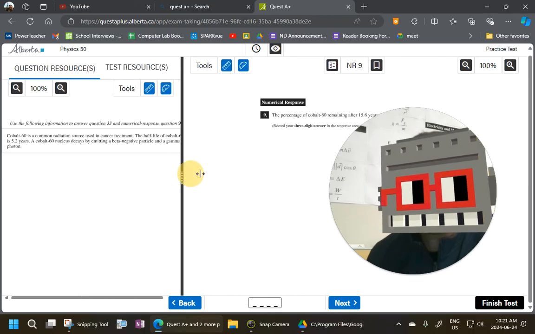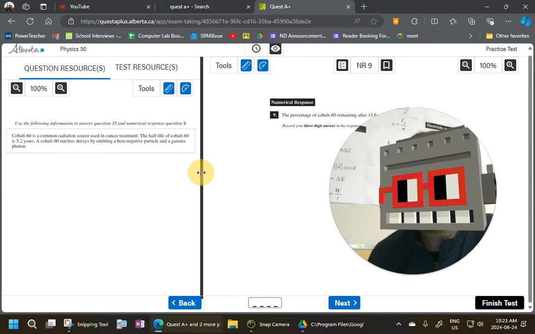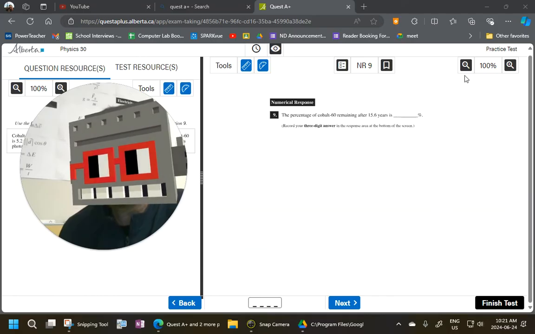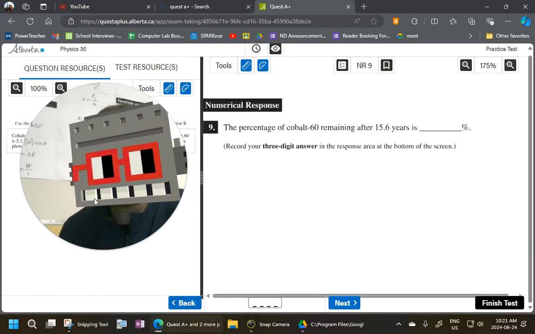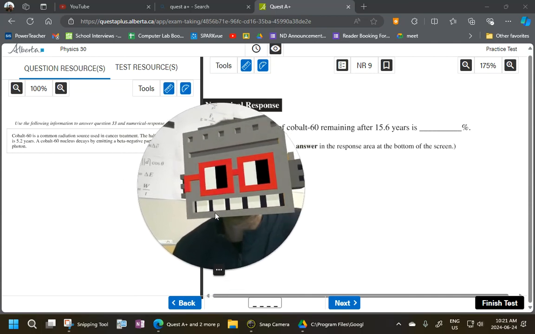What remains after 15 years? Okay, so remember our formula that we don't have on our formula sheet completely, right? We have most of it. Was it this, what's it, half-life? I can't read it over there.